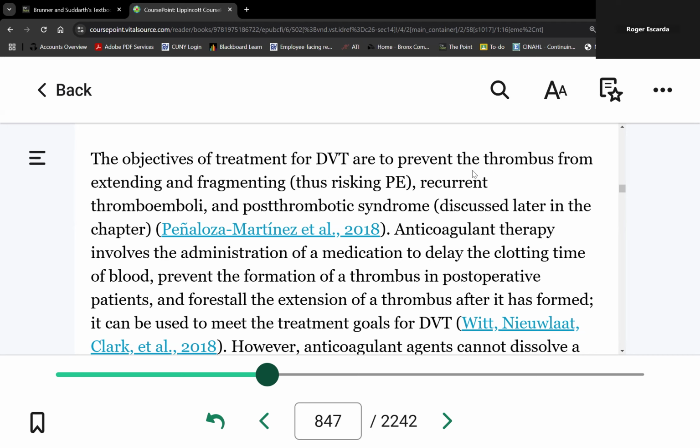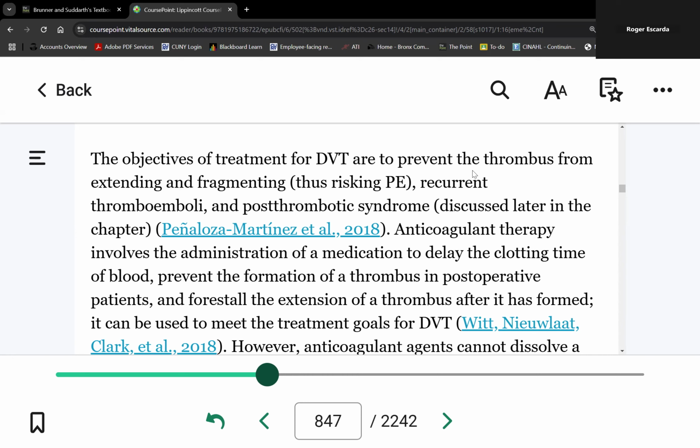A thrombolytic like alteplase, streptokinase, tenecteplase. So any thrombolytic will dissolve a clot. Now, why didn't we resort to a thrombolytic? Did you appreciate the danger of a thrombolytic when we discussed it during stroke? You did not appreciate it? It's a very dangerous drug.